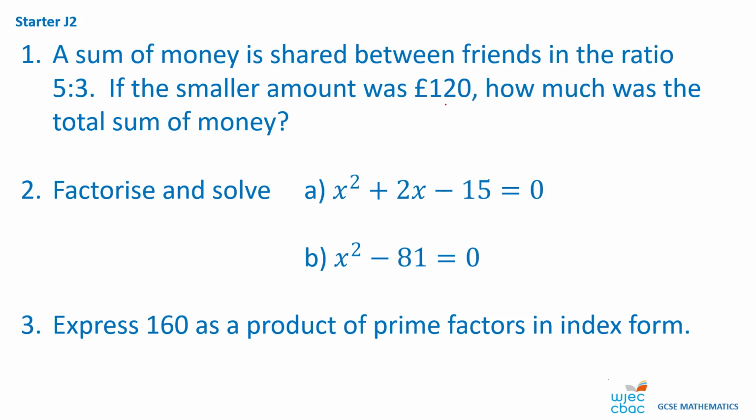Right, so question 1. A sum of money is shared between friends in the ratio of 5 to 3. The smaller amount is £120. What was the total sum of money? Well, if the smaller amount was £120 and it's 5 to 3, that means 3 shares is equal to £120. So 1 share is going to be equal to 120 divided by 3, which is £40.